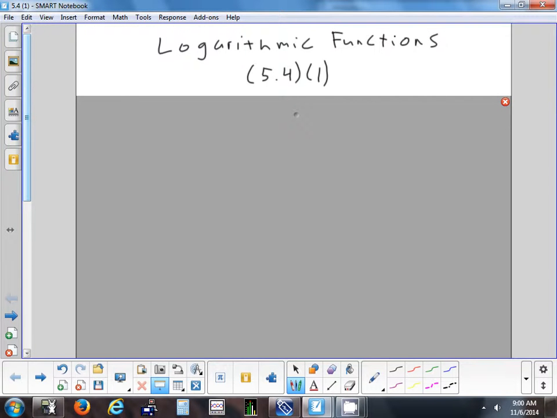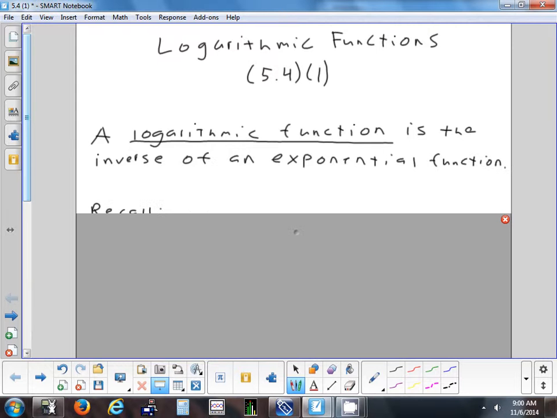All right, so we're going to finish up this week with section 5.4, part 1, which is on logarithmic functions. The idea of a logarithmic function is it undoes an exponential, or it's the inverse of an exponential.